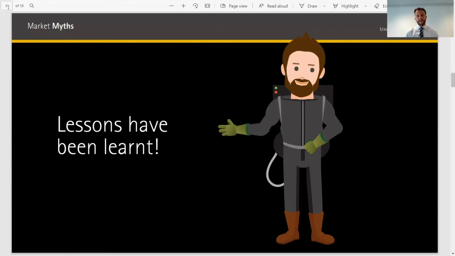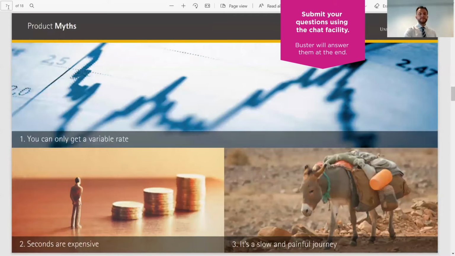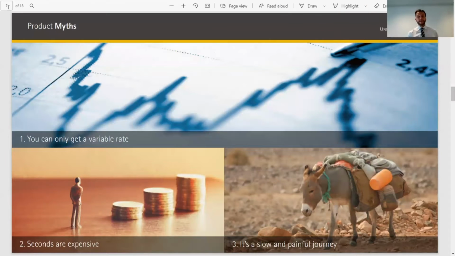Certainly most of the applications that we receive, the first charge is with a Nationwide, it's with a Lloyds, a Halifax, a prime lender, but they're coming to us as a second charge lender because they want to leave that first charge product alone. So in terms of products, some of the myths that we regularly hear spoken about in terms of second charge products, people think you can only get a variable rate, and that's just not the case anymore. There's a wide range of products out there on a second charge basis.